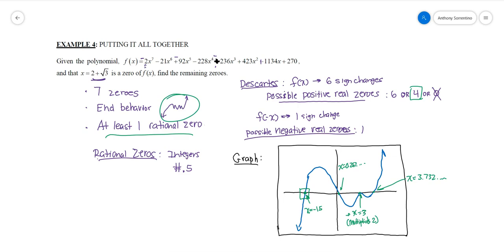7 zeros. Right now I'm accounting for 1, 2, 3, 4, 5 of them. I know that chances are I'm not seeing any signs that I'm going to have 6 positive real zeros here. That means there's 2 that are non-accounted for. And because the end behavior is acting the way it should be, I'm going to probably expect that the other 2 are going to be non-real.